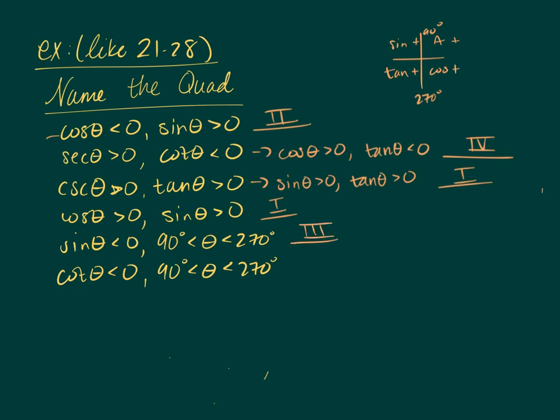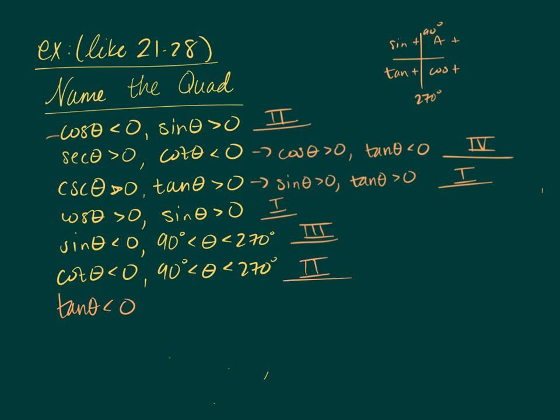And then for the last one, cotangent theta is less than 0, and theta is still bounded between 90 and 270. So again, we're still looking in quadrant 2 or quadrant 3. Where is cotangent theta negative? Well, that's where tangent theta is negative, right? So that means that it can't be quadrant 3, because in quadrant 3, tangent's positive. So this must be quadrant 2.